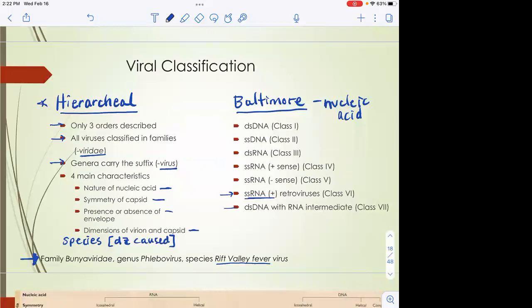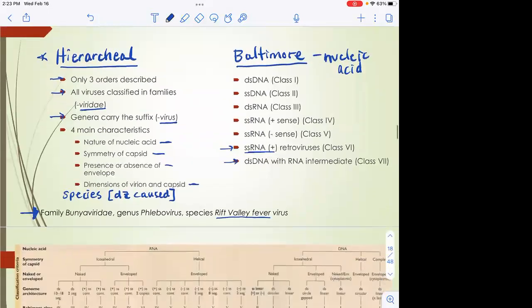And this last group includes hepatitis B virus. It's kind of funny. It's a double-stranded DNA virus, but it doesn't just replicate its DNA. It makes RNA and then uses reverse transcriptase to make DNA again. So it goes through an RNA intermediate to make its DNA, which is kind of strange. Why would it bother to do that? But okay, so that's a little bit about classification.